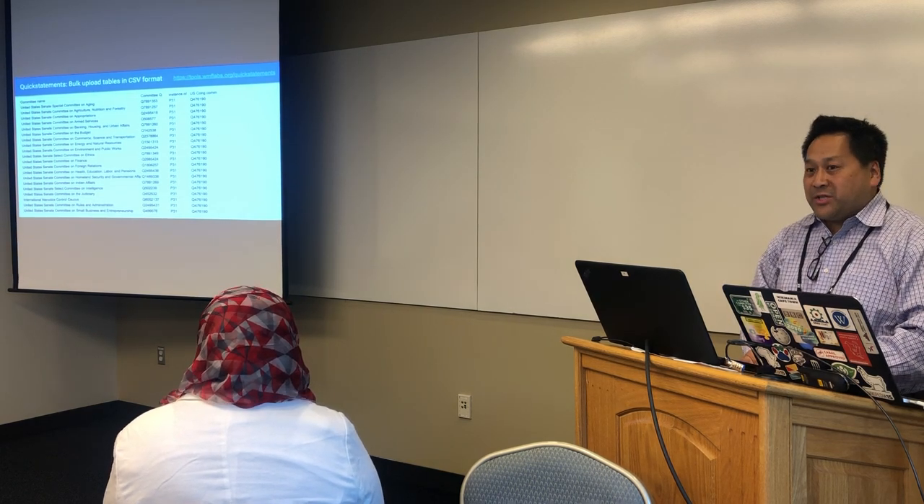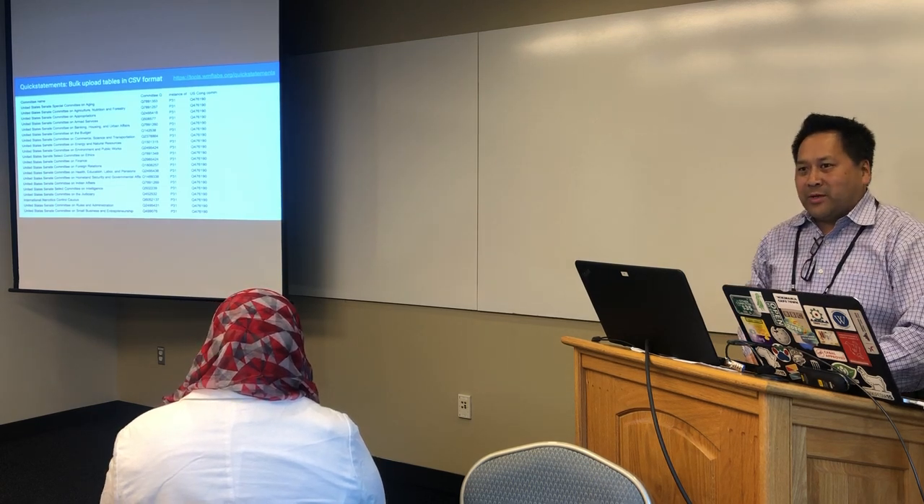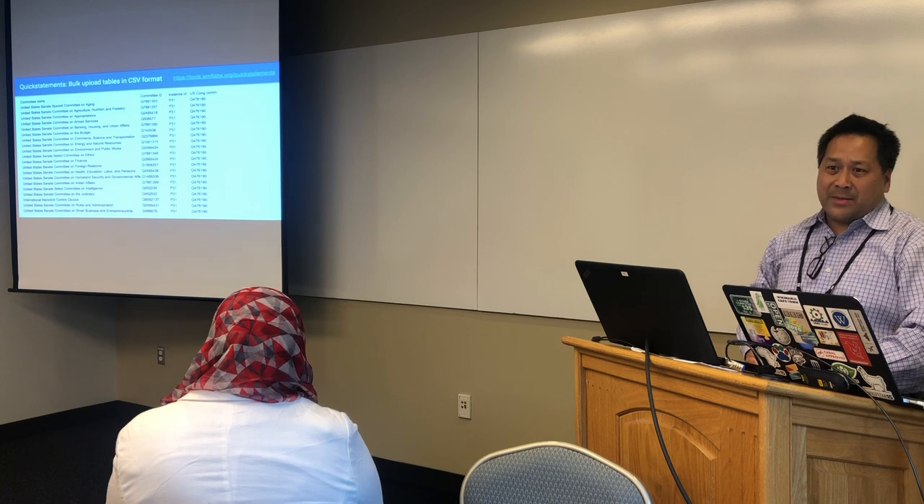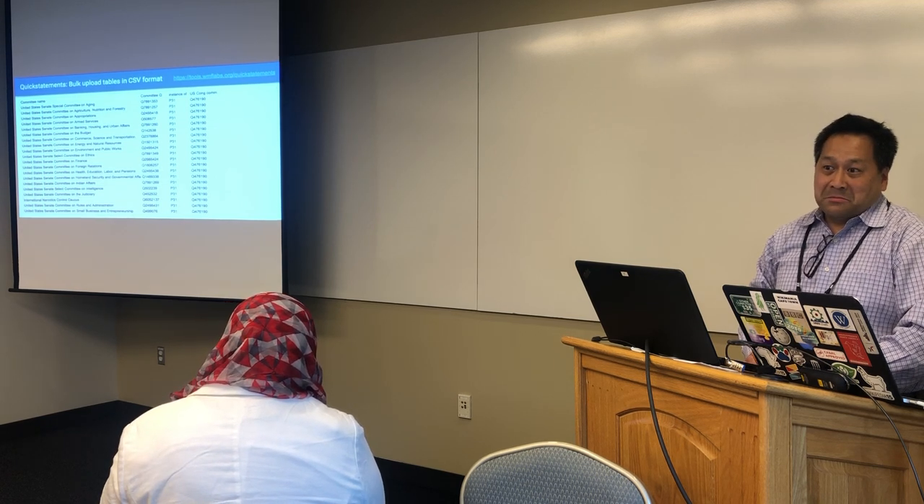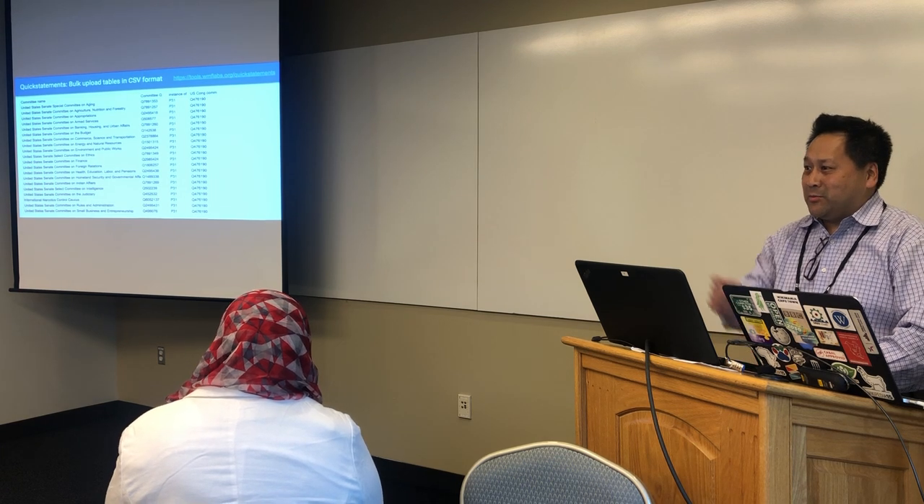So if you know how to use spreadsheets, you can generate reams and reams of triples very quickly. As long as you know how to deal with comma separated value or CSV files, you're good. And even if you don't, it takes like 5-10 minutes to understand how it works.